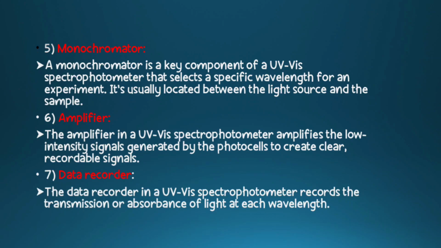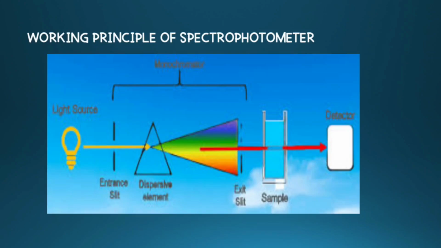Amplifier. The amplifier in an ultraviolet visible spectrophotometer amplifies the low intensity signals generated by the photocells to create clear recordable signals. And finally, data recorder. The data recorder in an ultraviolet visible spectrophotometer records the transmission or absorbance of light at each wavelength.